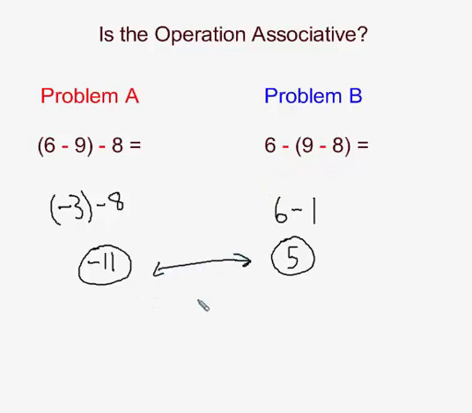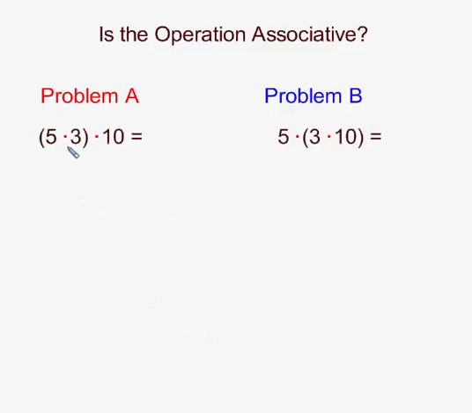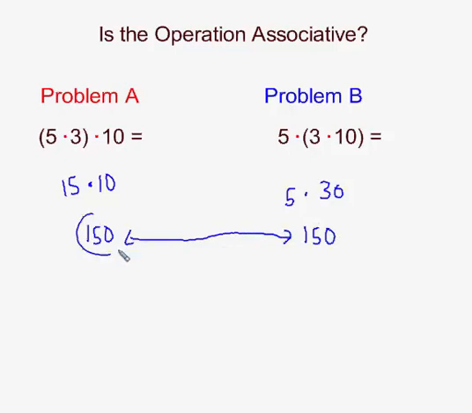Let's move on to multiplication. So here we'll do the multiplication on the left first. 5 times 3 is 15. Copy the times 10. 15 times 10 is 150. Problem B has us performing the multiplication on the right first. 3 times 10 is 30. Copying the 5 and the multiplication symbol. And 5 times 30 is 150. So we got the same answer to problem A as we did to problem B.